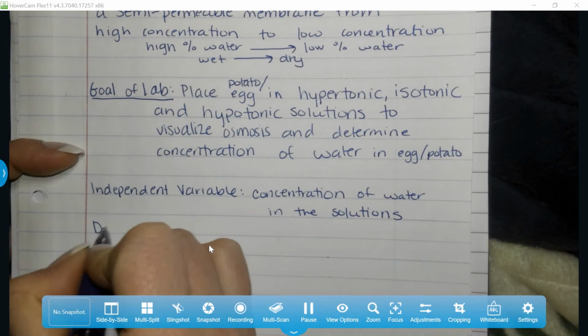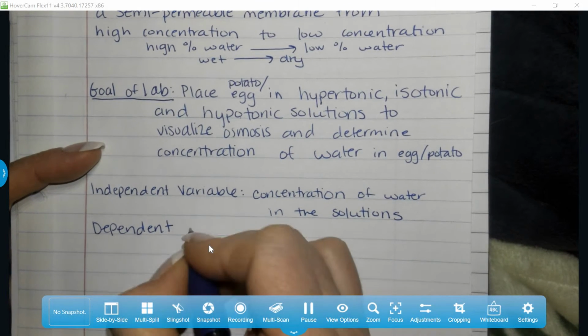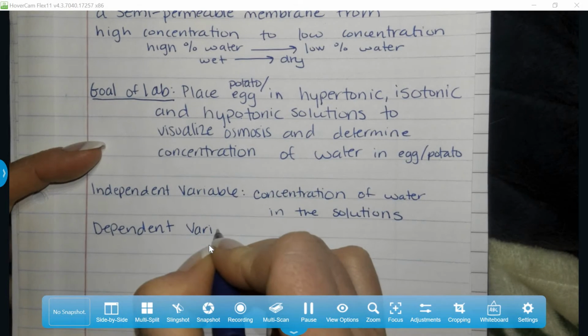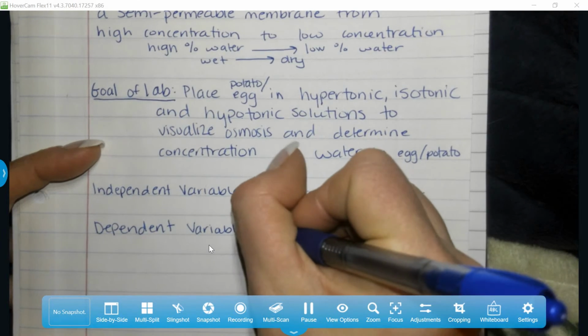The dependent variable, what we're going to be measuring, is the change in size of the egg or potato. Really, it's the volume.